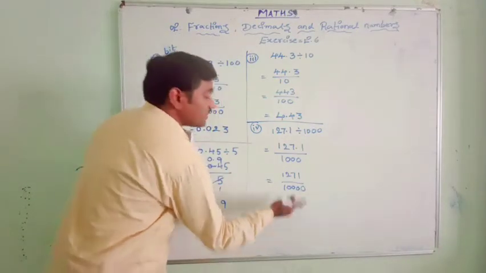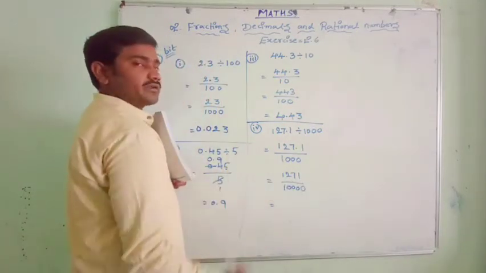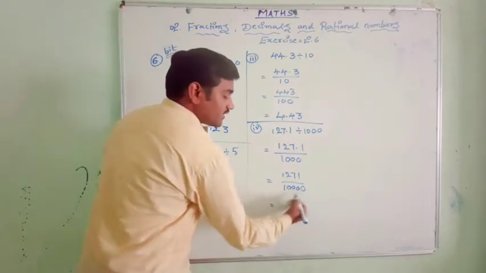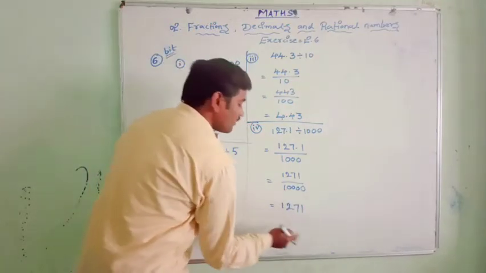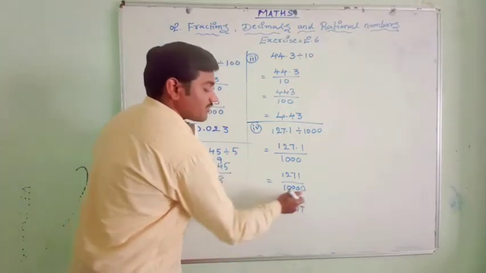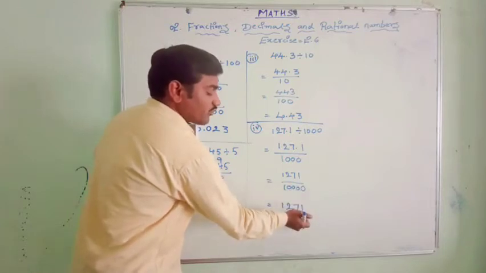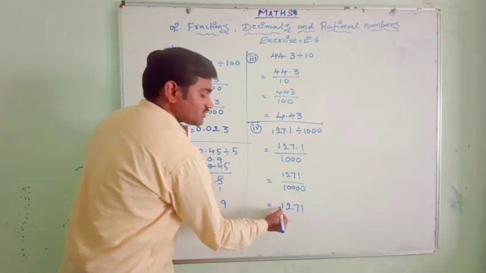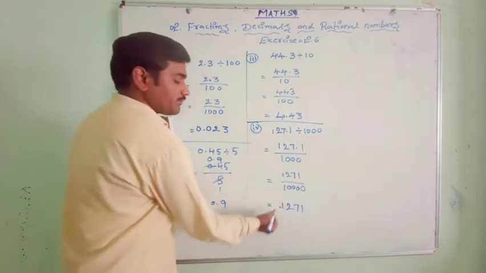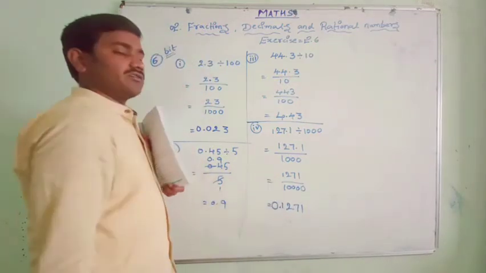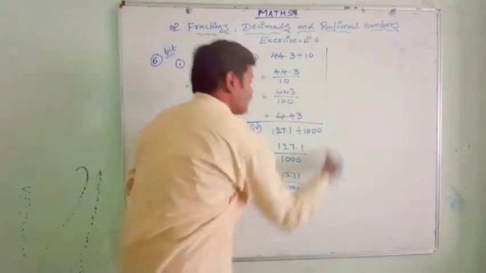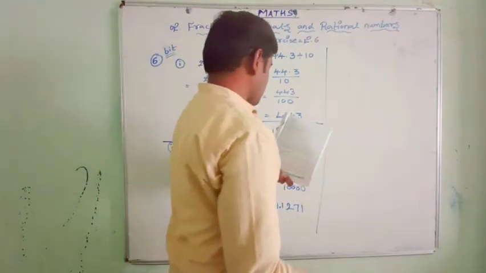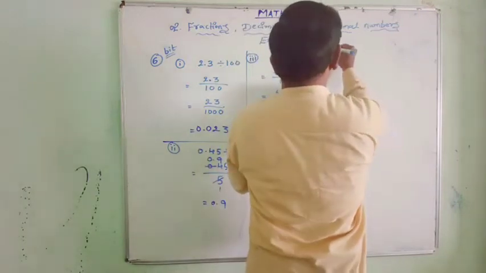Now you count that this fraction will change into the decimal. How many zeros are there in the numerator? Sorry, denominator, there are 4 zeros. So we count the 4 digits here, 1, 2, 3, 4. So after the 4 digits we have to keep a decimal point. That is 0.1271. See, fourth one. Then fifth one.